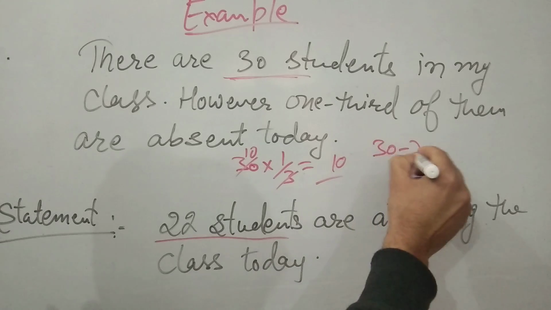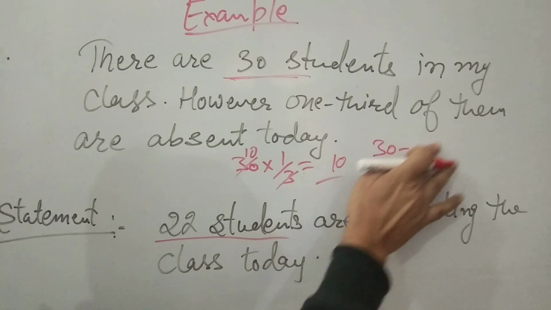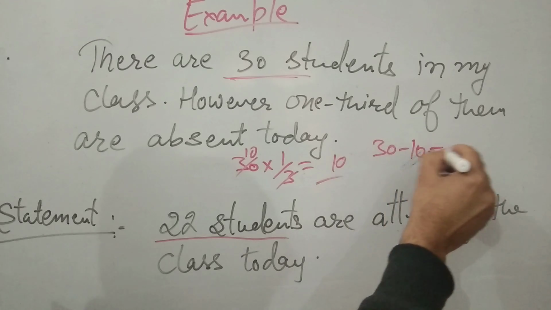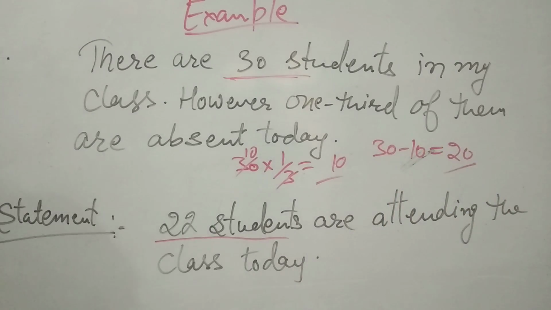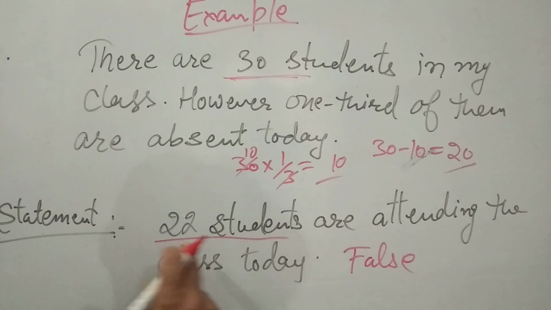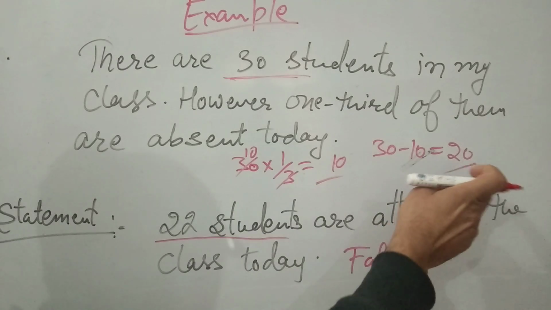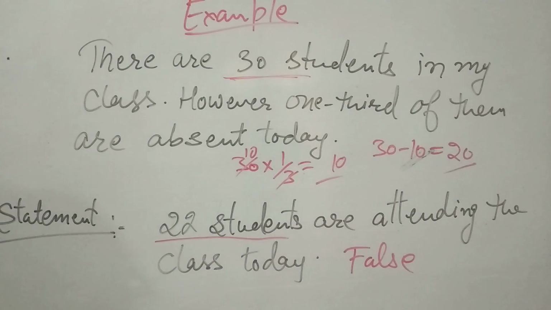30 minus 10 equals 20. So how many students are present in the class? 20. But our statement says that 22 students are attending the class today. So this is false, because the figure 22 does not match the actual figure, 20. There is a difference of data, so that makes the statement incorrect or false.